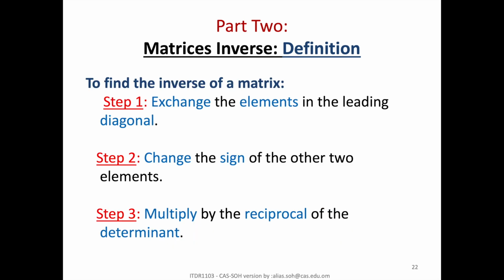Okay, so the steps to find the inverse of a matrix are: first, you exchange the elements in the leading diagonal. The leading diagonal is, if I have an array here, here is the leading diagonal. Then you change the sign of the other two, which is this one. And then we multiply by 1 over the determinant.